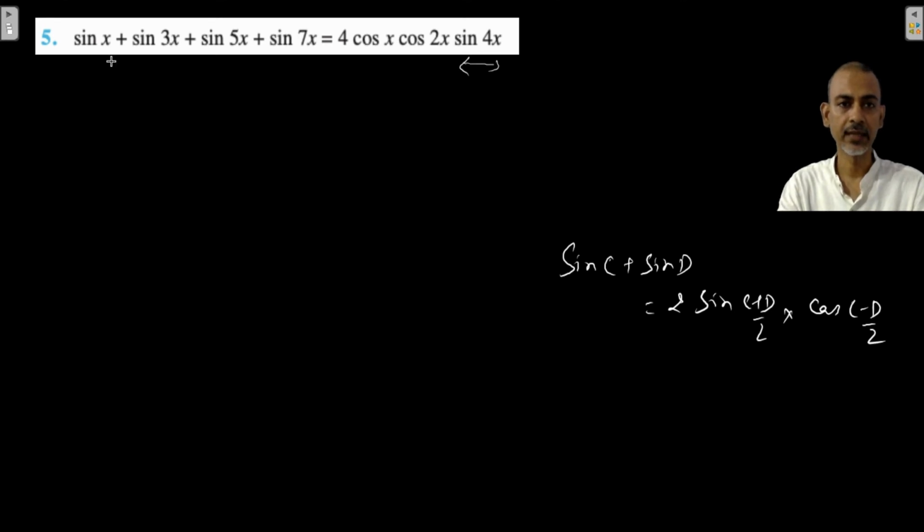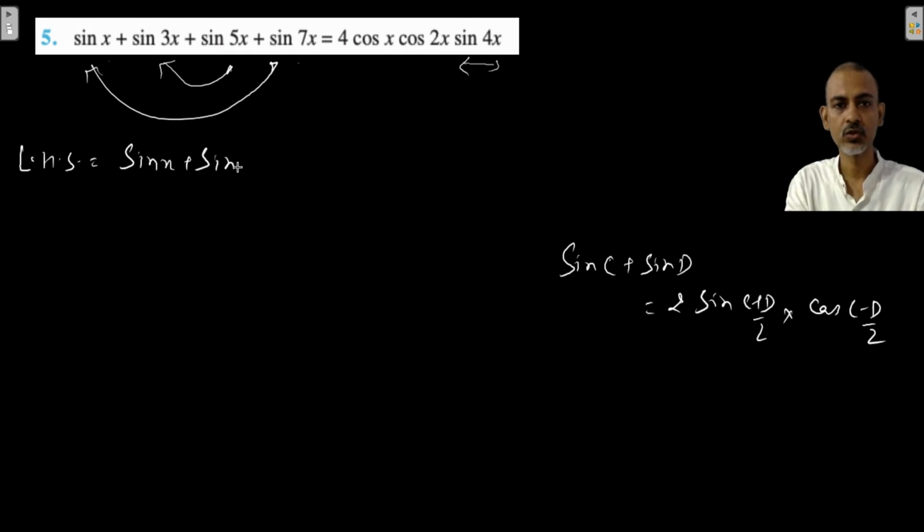Then only the clubbing will work well, right? So look at x and 7x. When I club them together, this will become (x plus 7x), 8x by 2. Similarly, 3x and 5x, when they are clubbed together, 3x plus 5x will be 8x by 2. So you could start with these two, but I think you should also look at the right hand side and then work appropriately. So let's start with this and then start rearranging. Let's put sin x plus sin 7x together, and then put sin 3x plus sin 5x together.